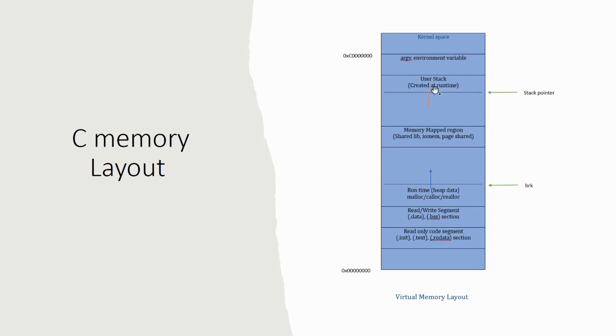Whenever a function is called in a C program, a stack is created. This stack is created at runtime and it grows downwards. Always remember that the stack pointer always points to the top of the stack. We have some args and environment variables stored at this address, and this is the kernel mapping virtual address space which a program cannot directly access, though there are other ways: a program can move from user space to kernel space.